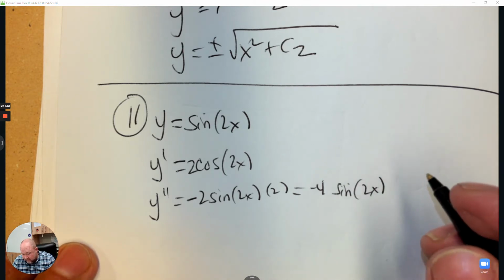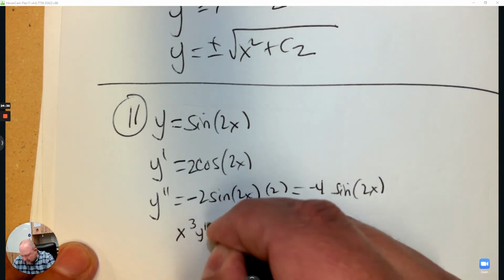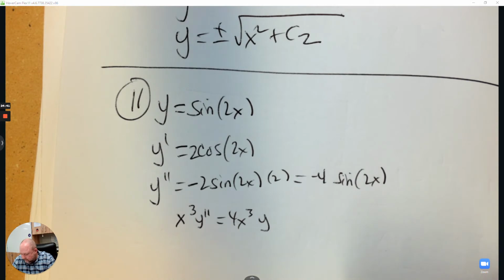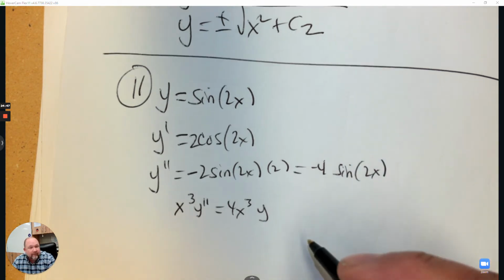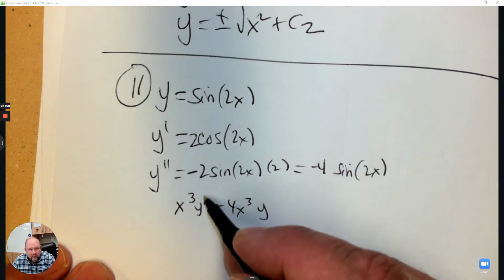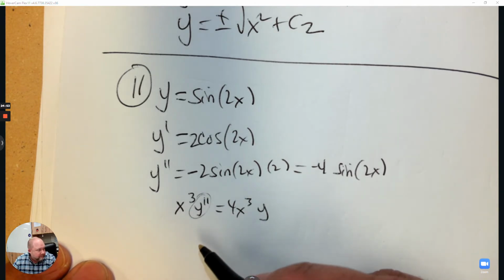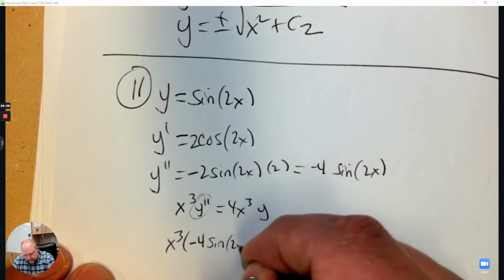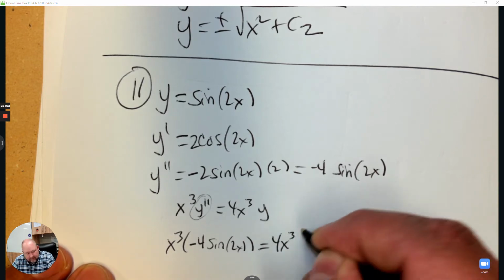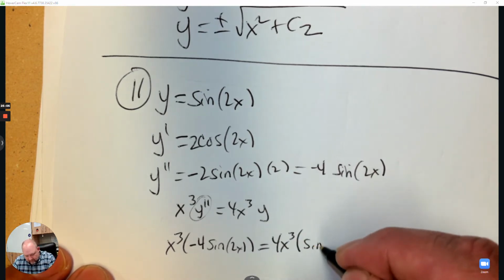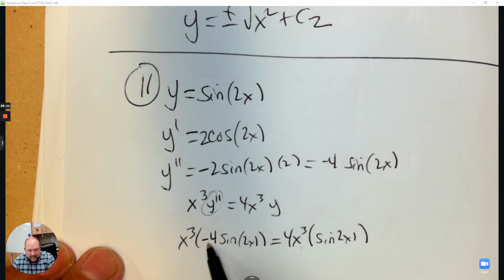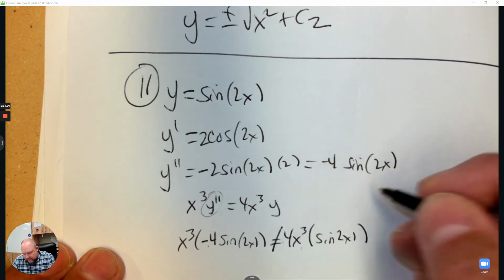And then I go to the question that talks about x cubed y double prime equals 4x cubed y. And then I substitute in. So y double prime is negative 4 sine 2x, and then y is sine 2x. And the question is, are these the same? One is negative and one is positive. They're not the same, so it's not a solution.